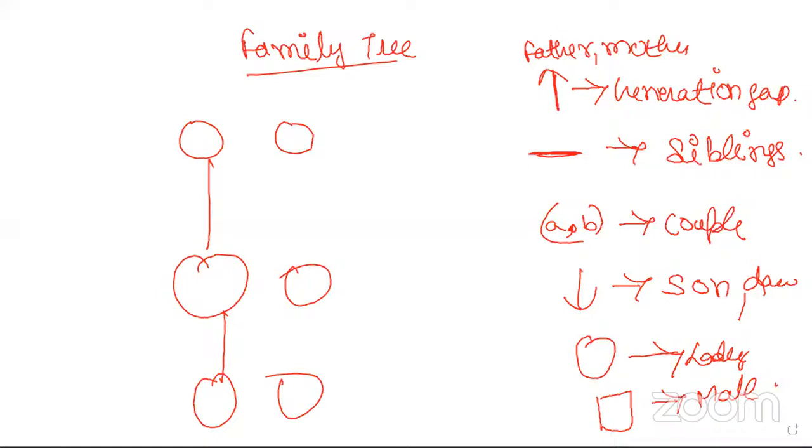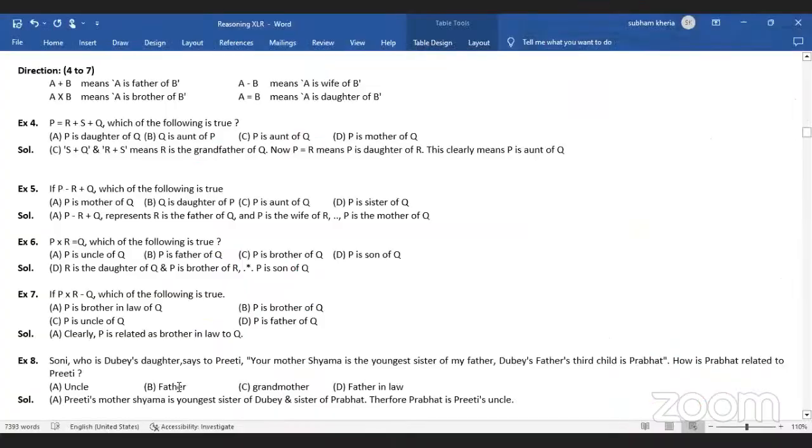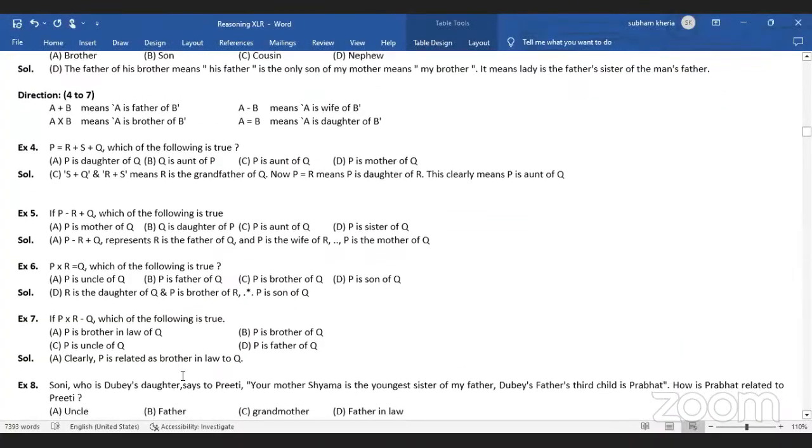Okay, so please solve that question again. I am giving you this question. Let's see who are able to solve this. Please solve this one. Question number 8. Giving you 1 minute to solve, guys. Please solve this using that family tree.